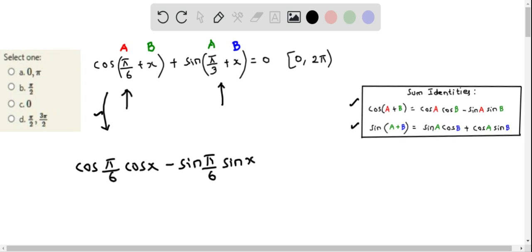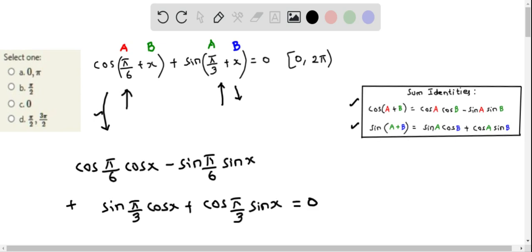Now we are going to apply the sine of a plus b to expand this expression. So I put plus here. So sine of a plus b is sine a cosine b. So I write down sine of a, which is sine pi by 3, times cosine b, which is cosine x, plus cosine of a, that is cosine of pi by 3, times sine of b, that is sine of b is x, that is sine x equals 0.